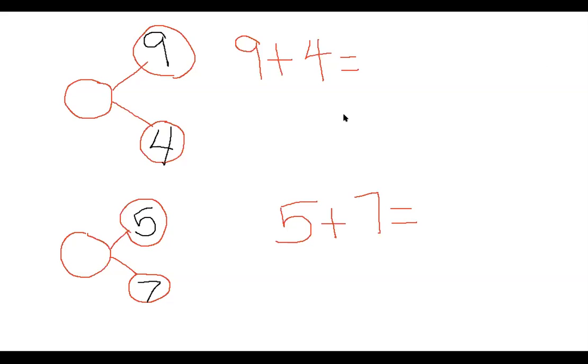Can you tell us what 9 plus 4 is? This goes with this equation. 13. So in my middle circle, I'm going to put the number 13. See, the 9 plus 4 is over here. So your middle circle is always the answer to the equation. Your parts are the numbers that create the equation.